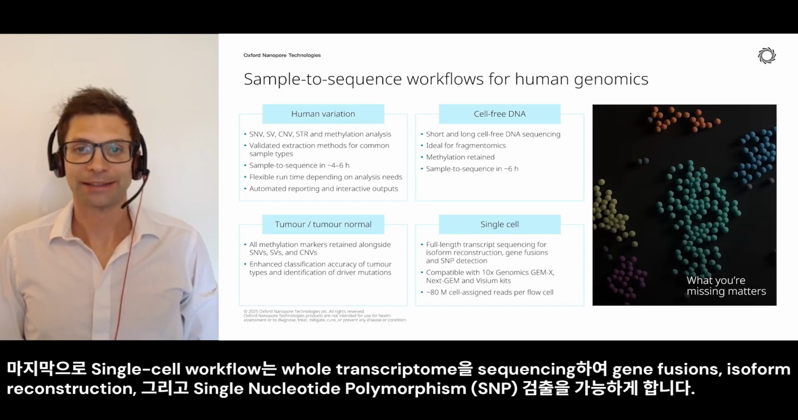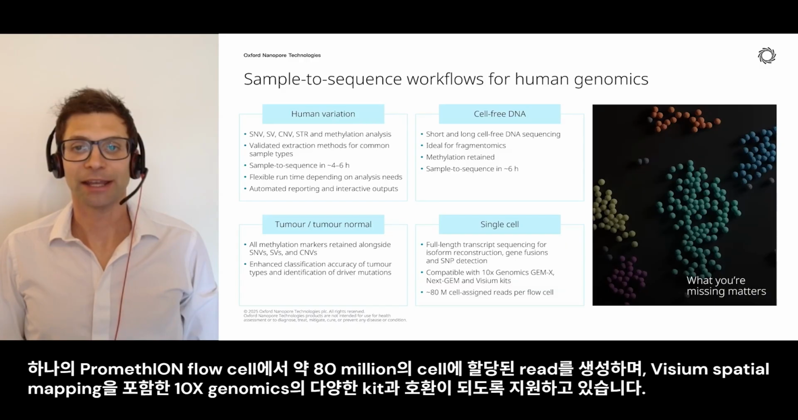Lastly, the single cell workflow enables full-length transcript sequencing for isoform reconstruction, gene fusions, and SNP detection. It generates around 80 million cell-assigned reads per flow cell and supports 10x genomics technologies, including Visium spatial mapping.